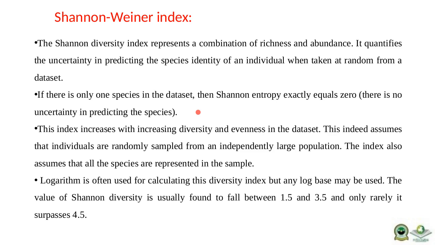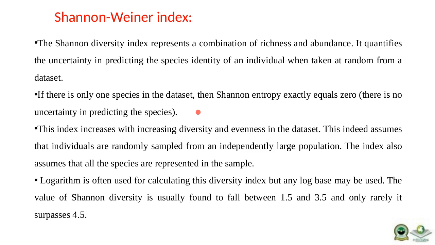If there is only one species in the data set, then Shannon entropy exactly equals 0. There is no uncertainty in predicting the species. That means that particular community is dominated by one species, so the diversity is quite low. This index increases with increasing diversity and evenness in the data set.